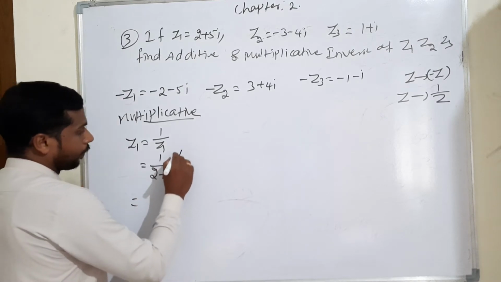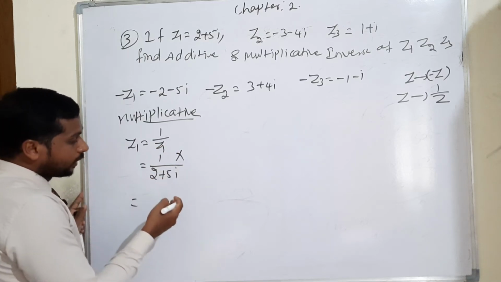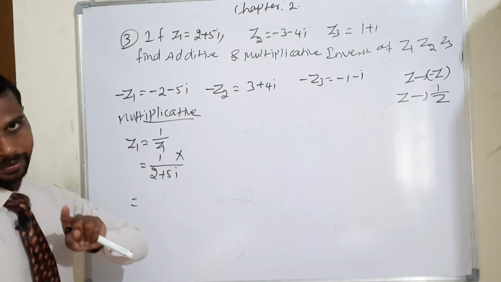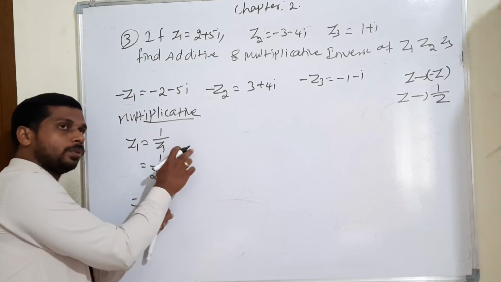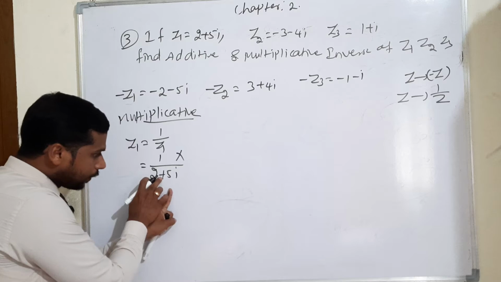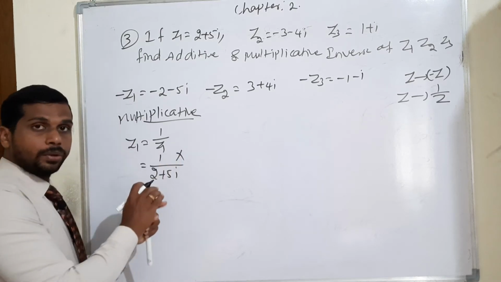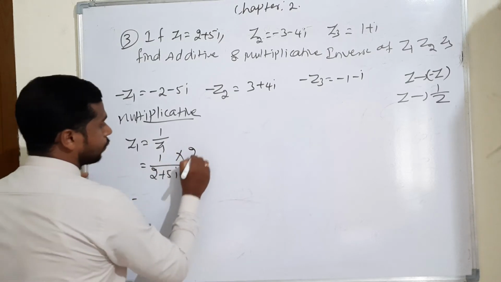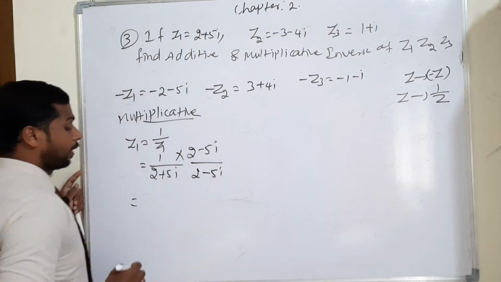So what we have to do, each and every time, is multiply the numerator and denominator by the conjugate. Conjugate means that in the denominator you just change the sign of the imaginary term. If the imaginary term has a plus sign, you make it negative. Here a positive sign is there, that's why I am considering negative. So we multiply numerator and denominator by the negative sign: 2 minus 5i divided by 2 minus 5i.